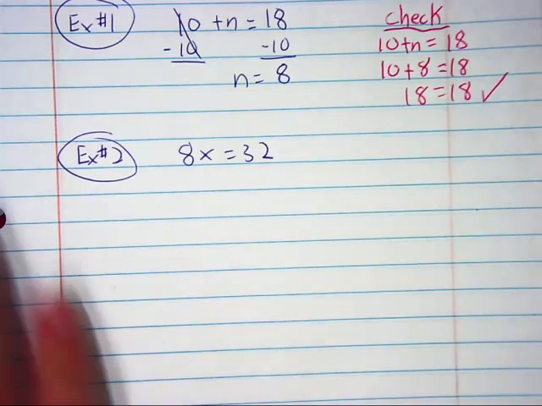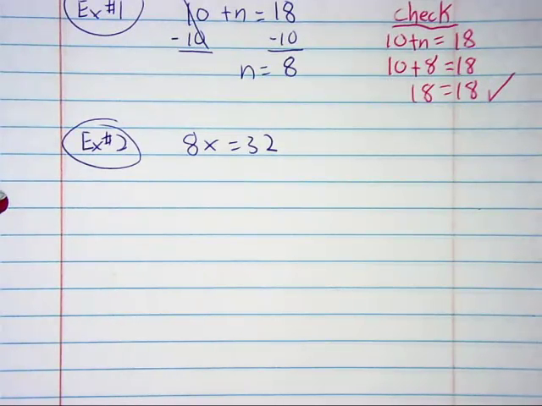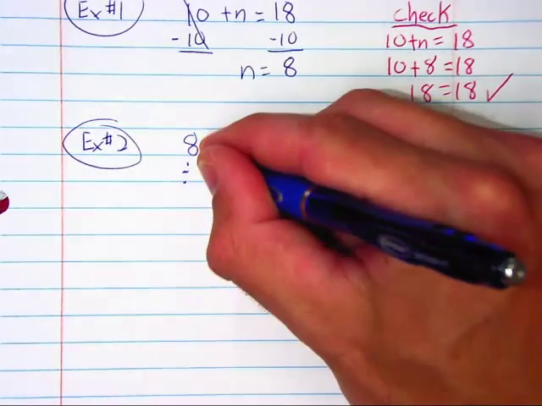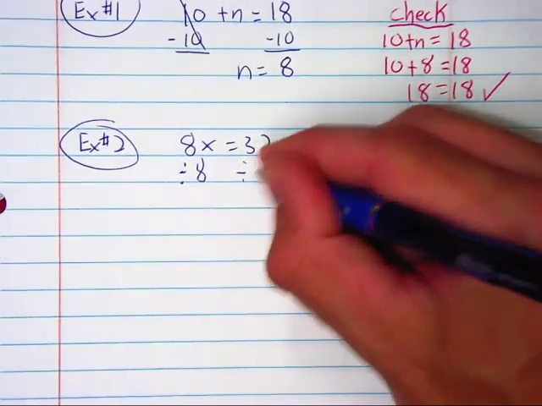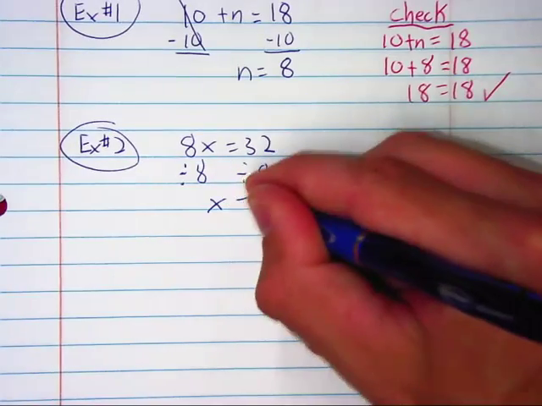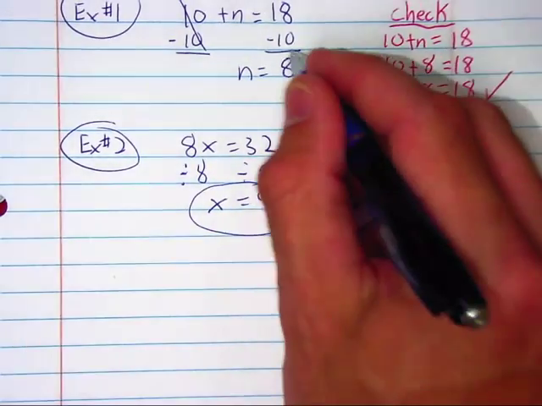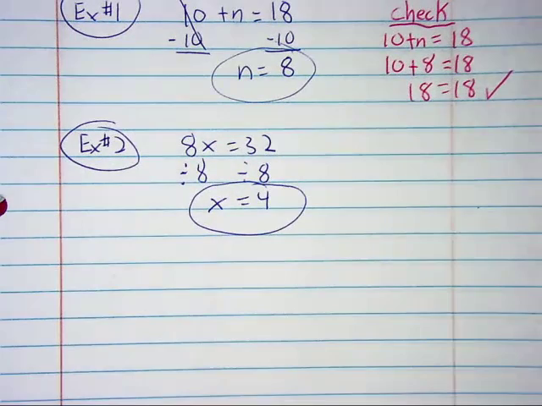All right, how's this one different from the last problem we did? The last one was addition, subtraction. So we still have to do the opposite though. So what's the opposite of multiply? Division. Nice and loud. That's what I like to hear. Divide by 8. So x equals 4. I forgot to circle my last answer. We should have done that.